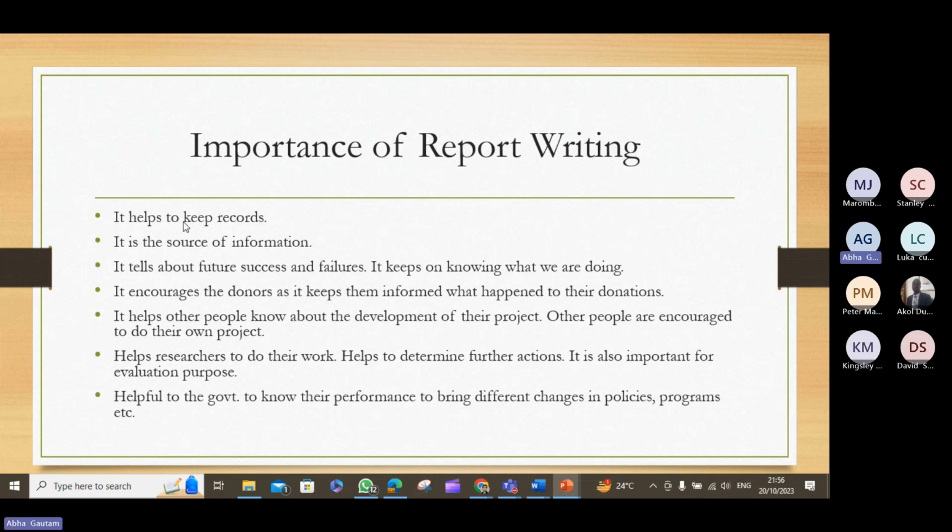See, it helps in keeping records. It is a source of information. It tells you what was good about the company or the particular step which the report is explaining. What is good, what is bad, and what future successes and failures are, are more or less dependent on this report, so it has to be very accurate. It keeps us on track about what we are doing so far and where we have come. So again, it is a repetitive thing.